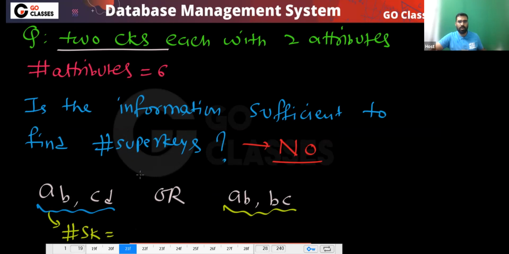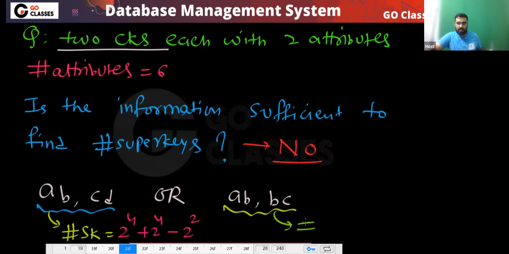In the first situation, the number of super keys will be 2 power 4 plus 2 power 4 minus 2 power 2, right? The number of super keys which contain AB is 2 power 4. The number of super keys that contain CD is 2 power 4. And the number of super keys that contain both AB and CD is 2 power 2. So the answer will be this.